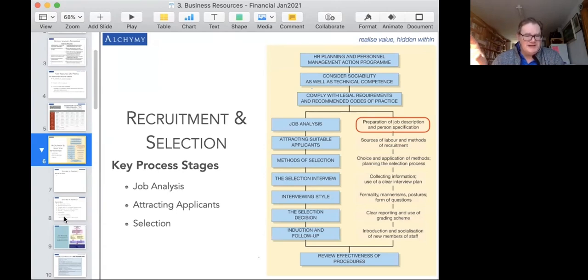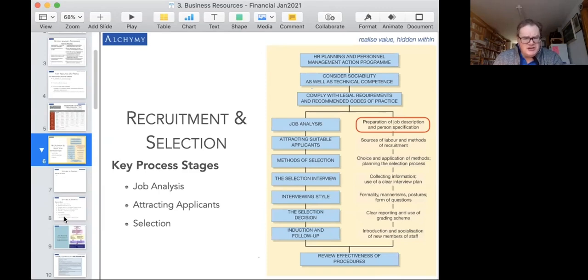It's HR planning, human resource planning. It's thinking about what are we going to need and how are we going to meet that need? So it's about having processes around recruitment and selection. It's about having processes around remuneration, payroll. It's about having ways of dealing with grievances or disciplining staff.